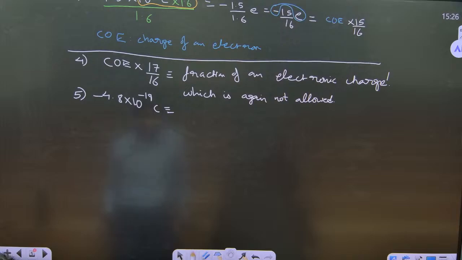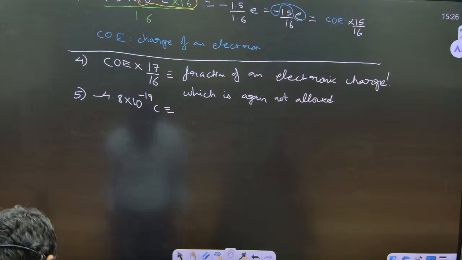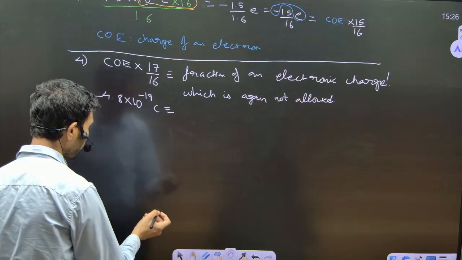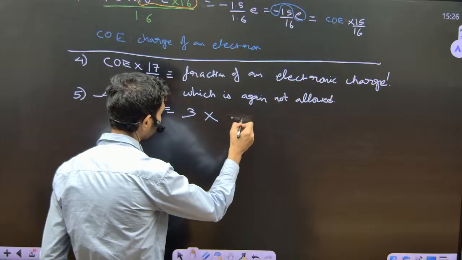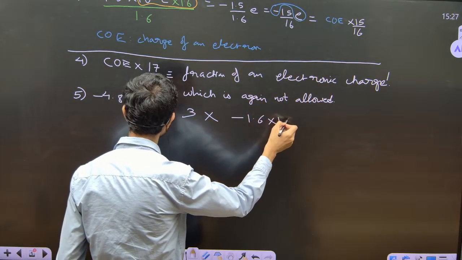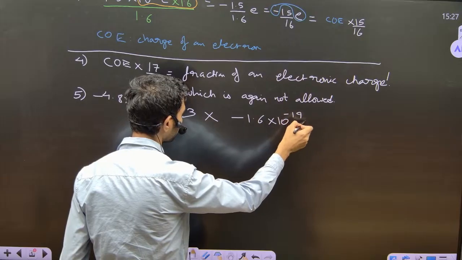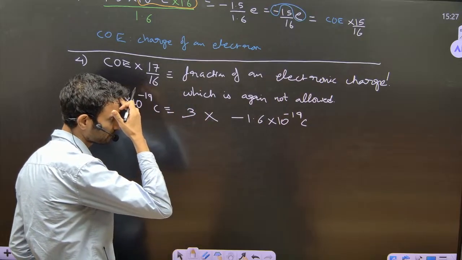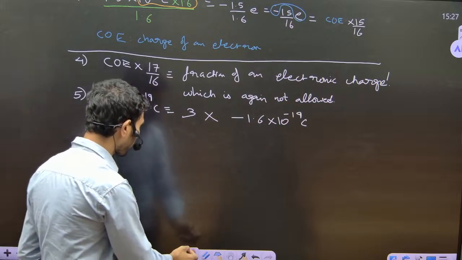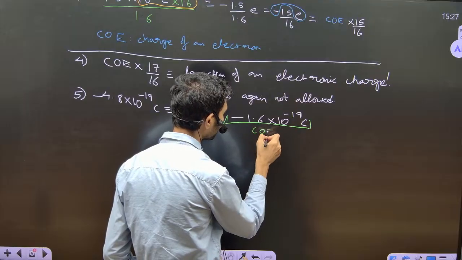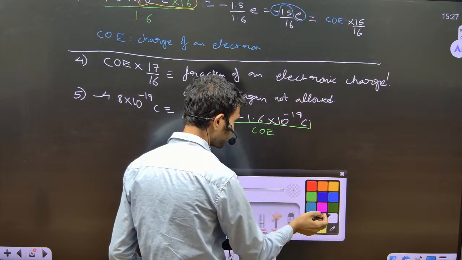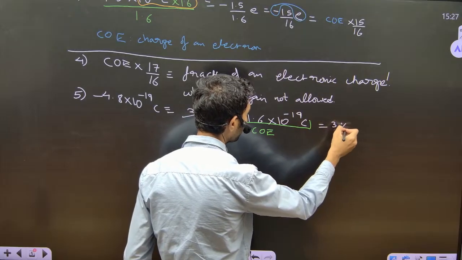Can you see that this is a multiple? Multiple of what? Minus 4.8 it is. So it is how many times E? So I hope you can see that this is nothing but 3 times negative 1.6 into 10 raised to power minus 19. Okay, that's what it is turning out to be. And how much is this object? Well, this is nothing but our COE, charge of electron. That comes out to be 3 times charge of electron.